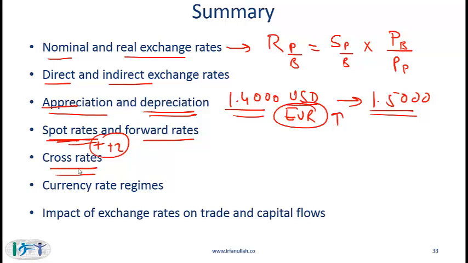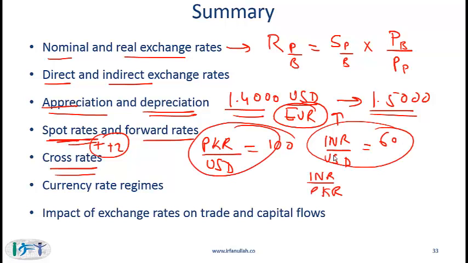Cross rates are rates that we derive based on two other rates. And going back to a very simple example, if we have the PKR to USD rate, let's say that is 100, and we have INR to USD, let's say that is 60, then the rate that we derive using these two rates is called the cross rate. Currency exchange rate regimes.